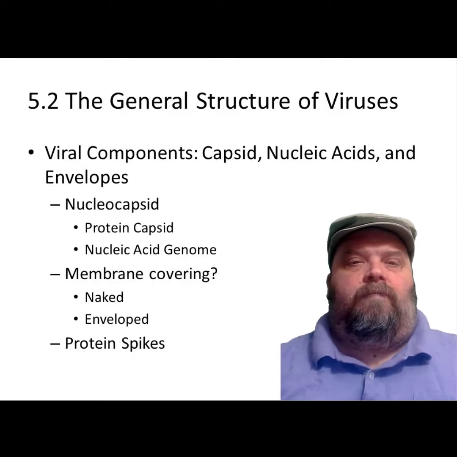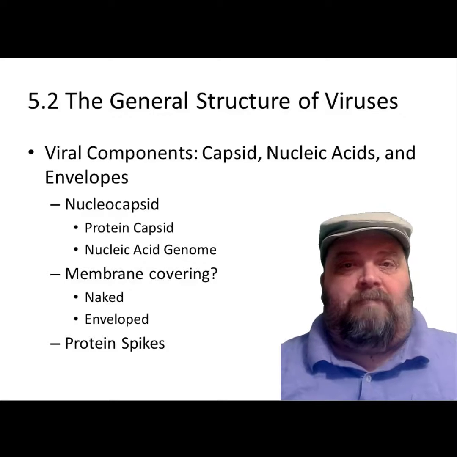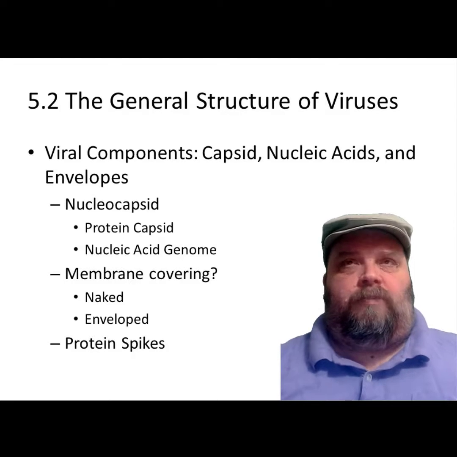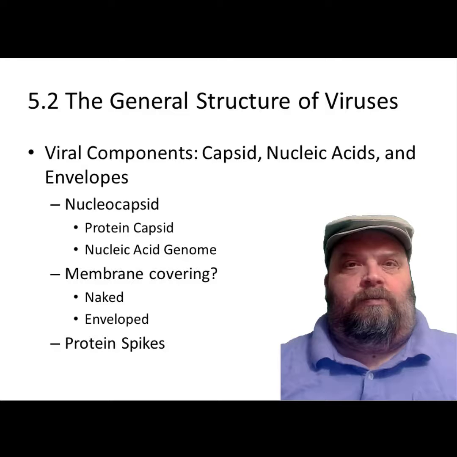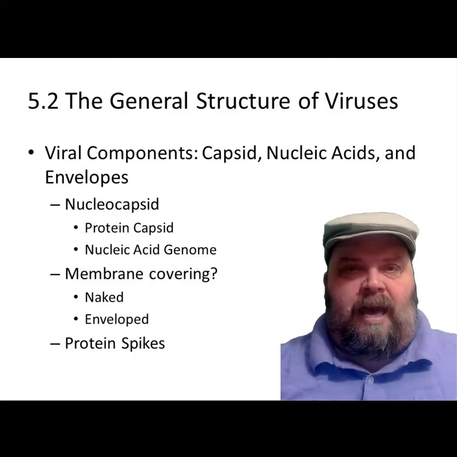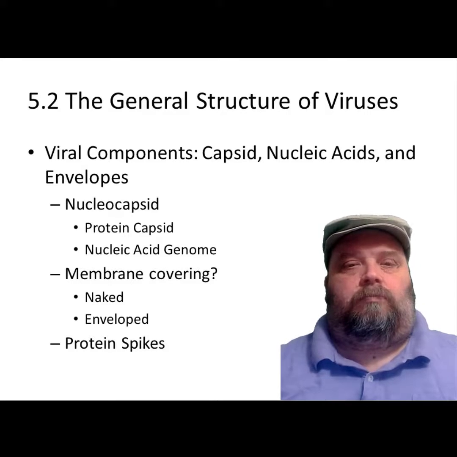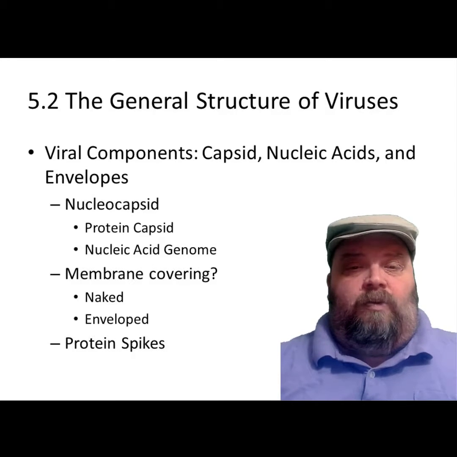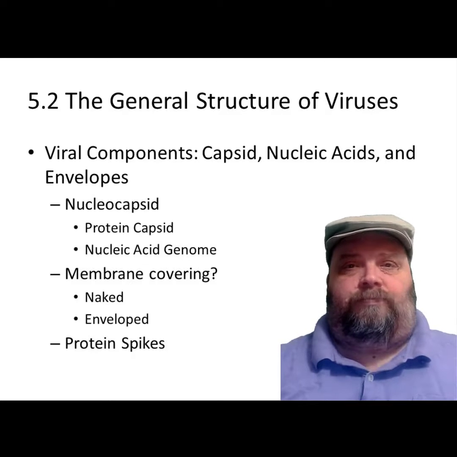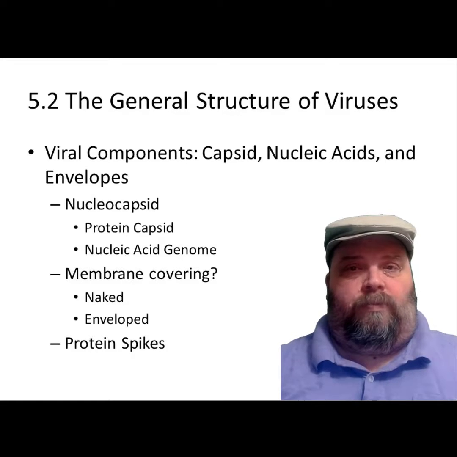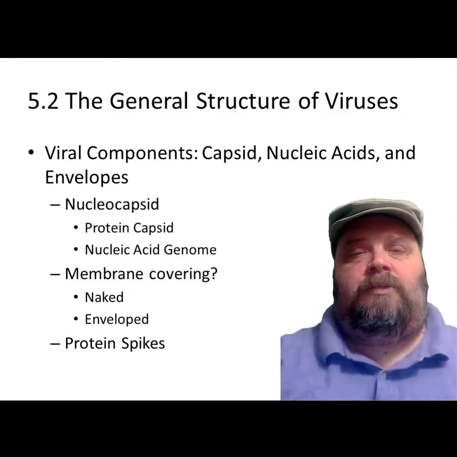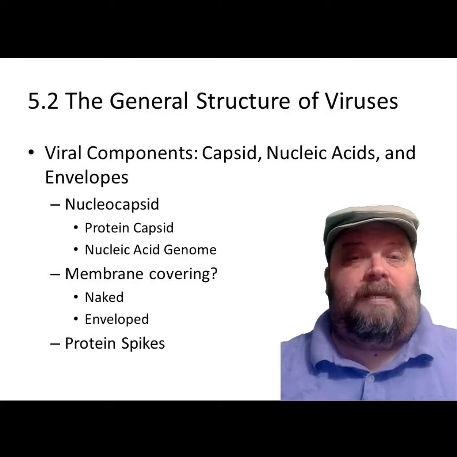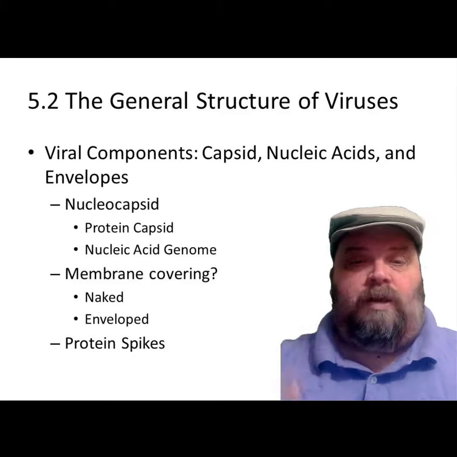So, let's talk the parts of a generalized virus. First off, you have the nucleocapsid. Nucleic acid and the capsid wrapped around it. That's what a nucleocapsid is. The nucleic acid genome could be DNA or RNA, as we're going to see in the later sections. Doesn't matter. It's going to be wrapped with proteins, viral proteins. Depending upon the species, depending on the strain, there may or may not be a membrane wrapped around protecting it.